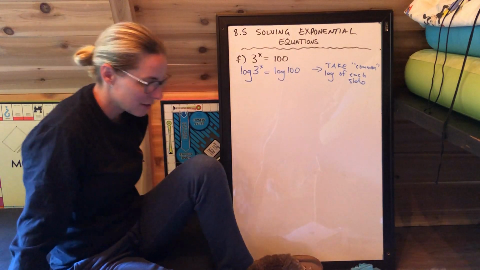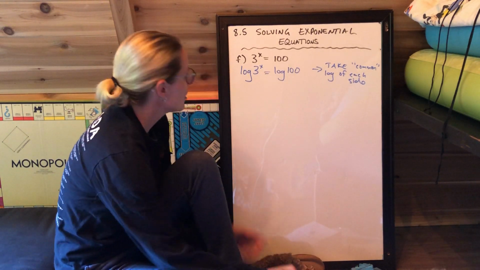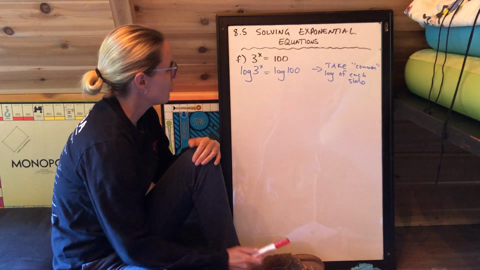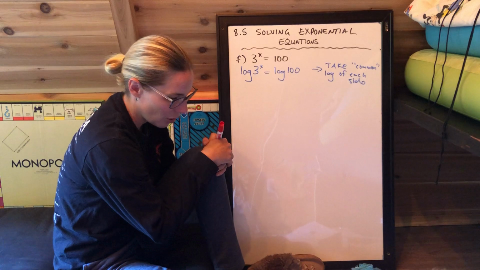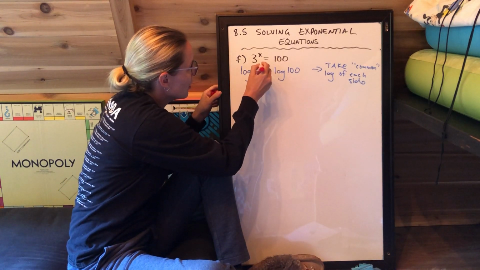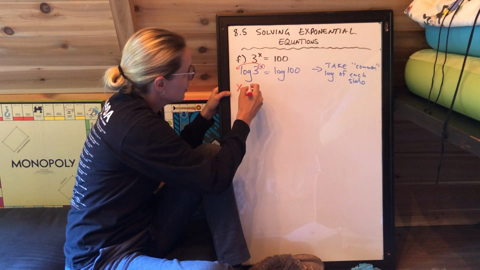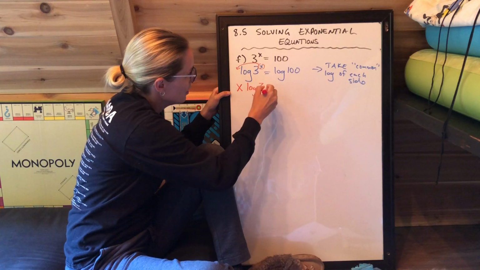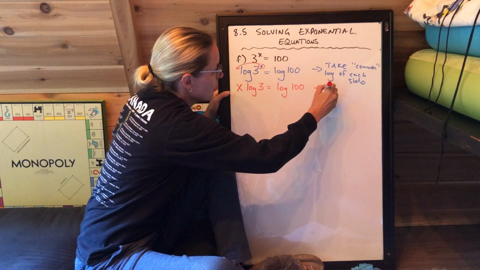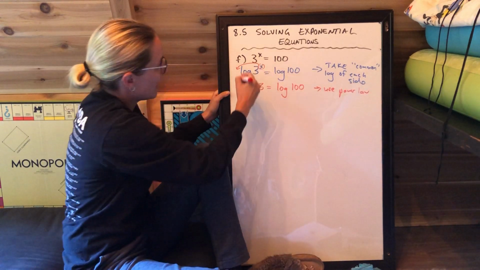Now you're saying, well, that looks way more messy. Now, what's going to make it a little bit easier is right now, this exponent is up here. But remember the law from 8.4, it was called the product law, or the power law, sorry, where you can take this exponent here and bring it out front. So I can write the x here and then keep it as x log 3 equals log 100. Okay, so here I use the power law to bring the x down.